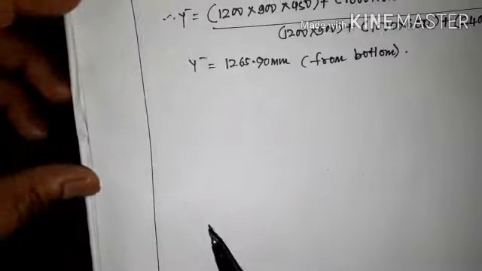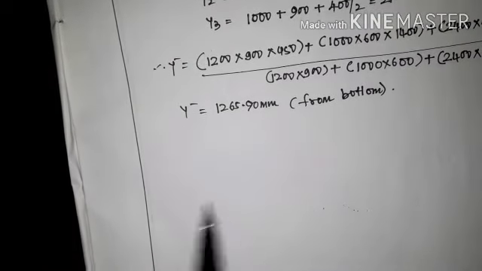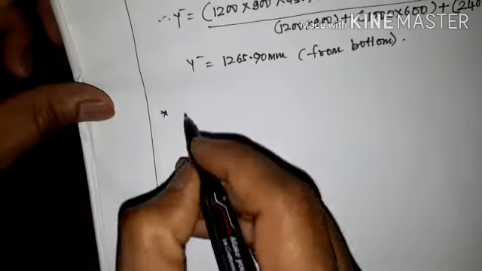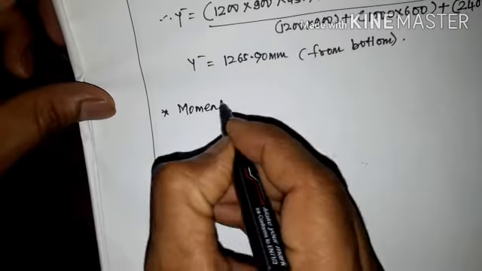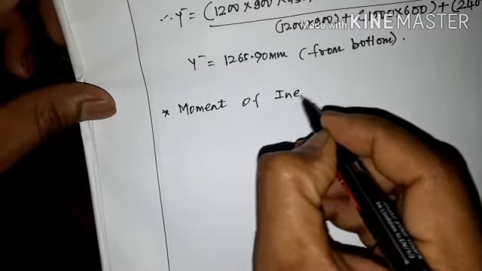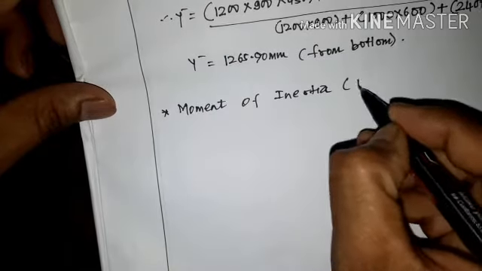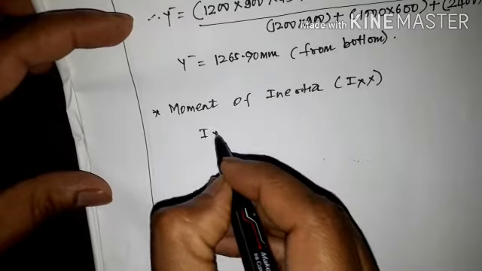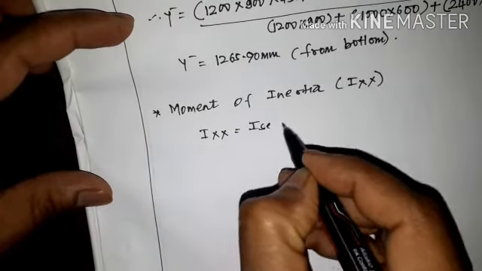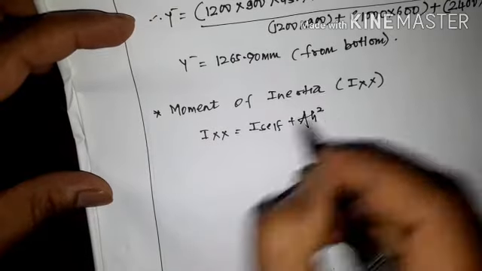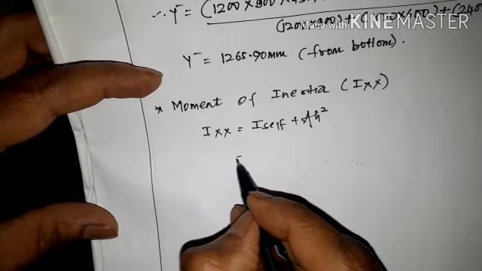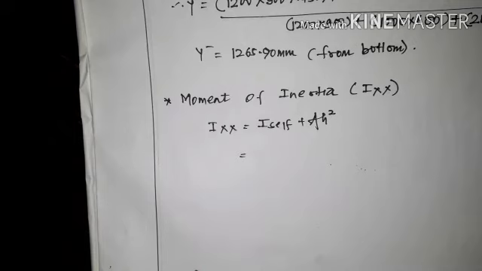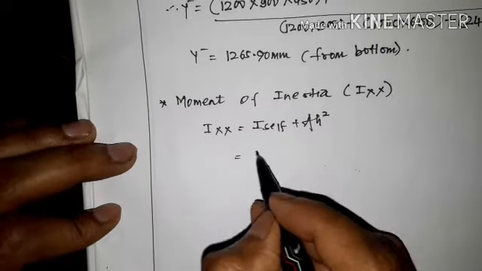Then next, after the location of the centroidal axis, is the moment of inertia. We have to find the moment of inertia Ixx. Again, Ixx is I self plus A h square. We'll calculate one by one, again with respect to the bottom flange, web and top flange.